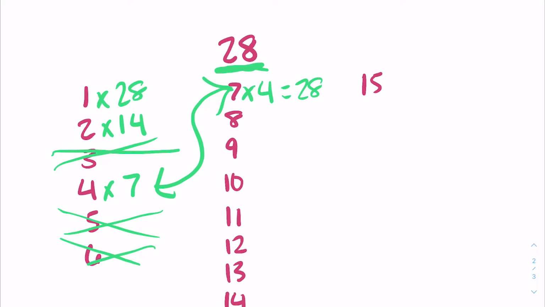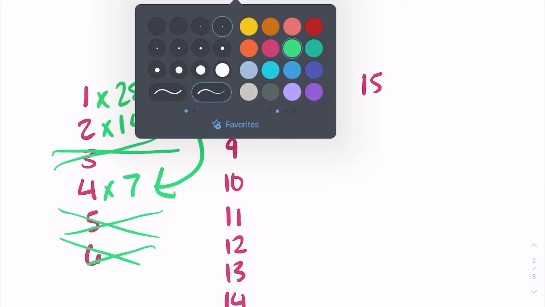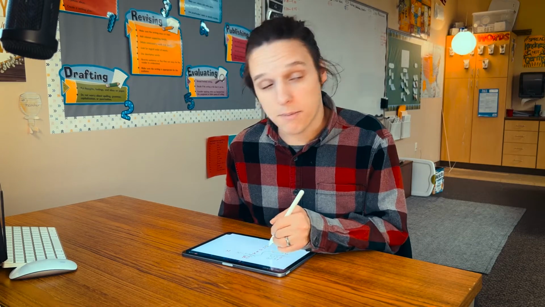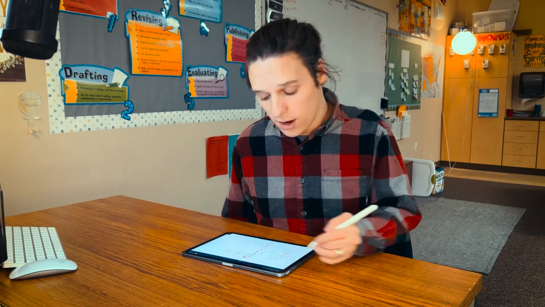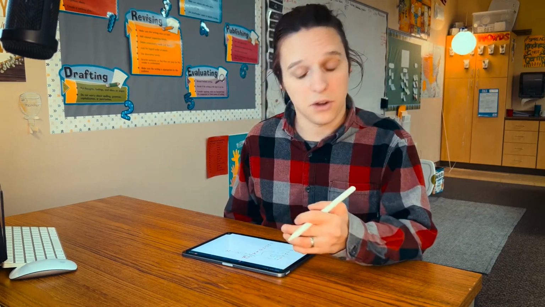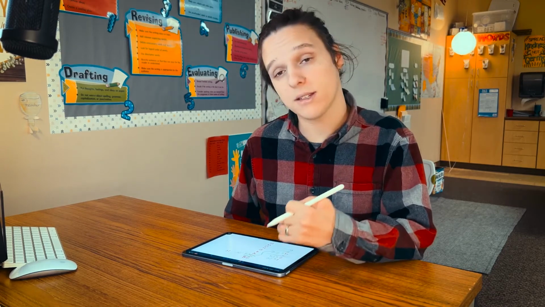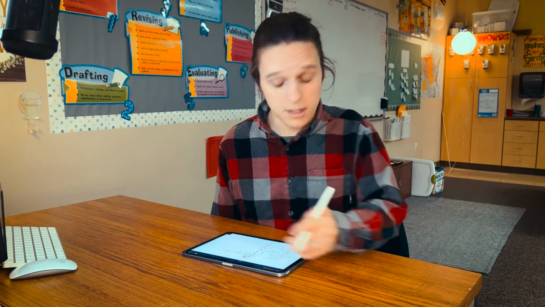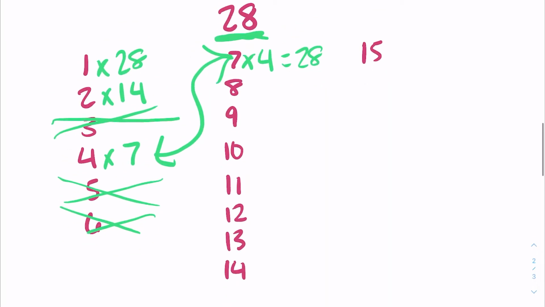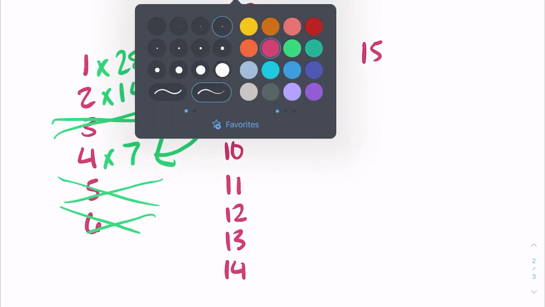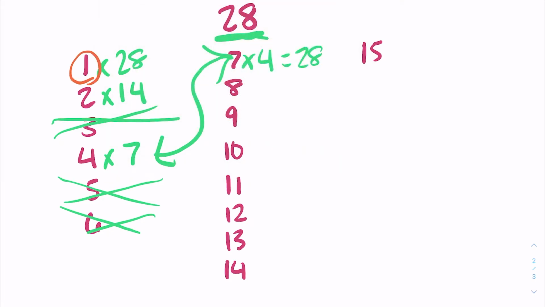So now we're going to add in one more step. Now that we've repeated a factor pair, we're actually going to write down all of our factor pairs. So I tend to start with the smallest number and move to the largest number. So all of my factors combined, my smallest number is a 1 right here. So I'm going to write 1, and I'm going to add a little comma because I know I have more than just 1.